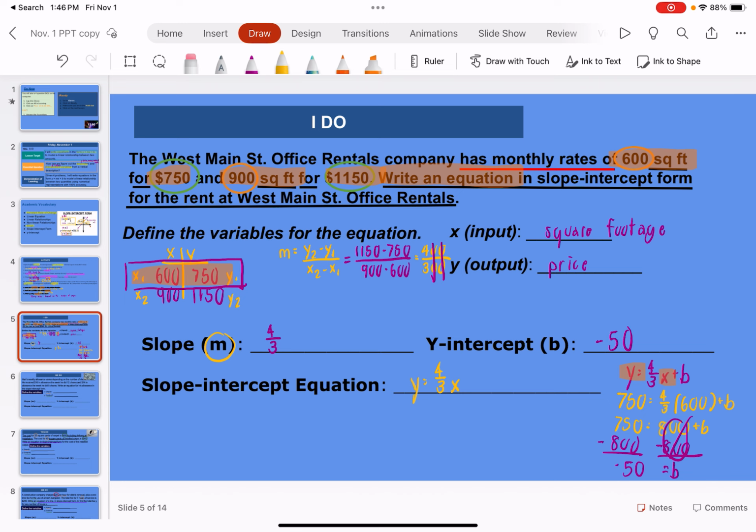So of course, my final thing that I have to do is add that into the equation. So we have y is equal to 4 over 3x plus negative 50. That is one way to write the equation. Another way to write the equation is y is equal to 4 over 3x minus 50. So we don't even need that plus negative, right? And then of course we could always flip it so that our y-intercept comes first and then our slope comes second. So I could always write it as y is equal to negative 50 plus 4 over 3x.